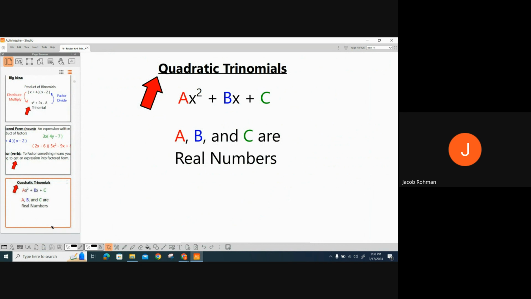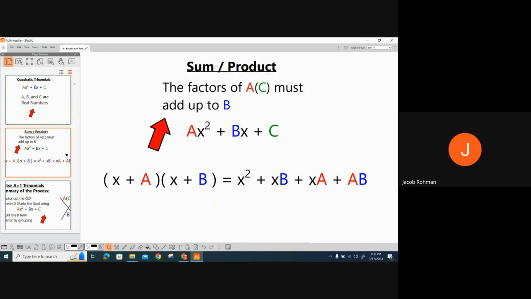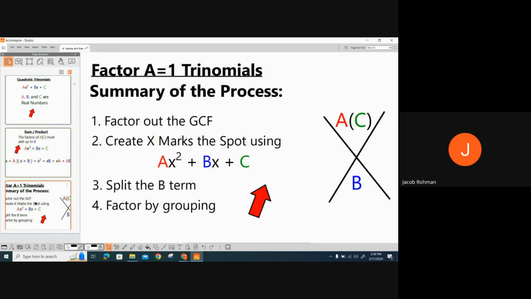Next we need to give a definition of what a quadratic trinomial is. Quadratic trinomials have three terms, and the highest exponent is 2, so you can see the x squared there. We're labeling a, b, and c as real numbers. And then our sum product, we would say the factors of AC must add up to B. As we're going to take a closer look at, we're going to call that X marks the spot.